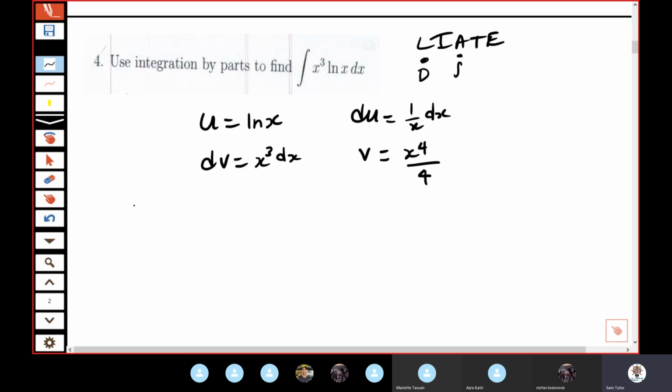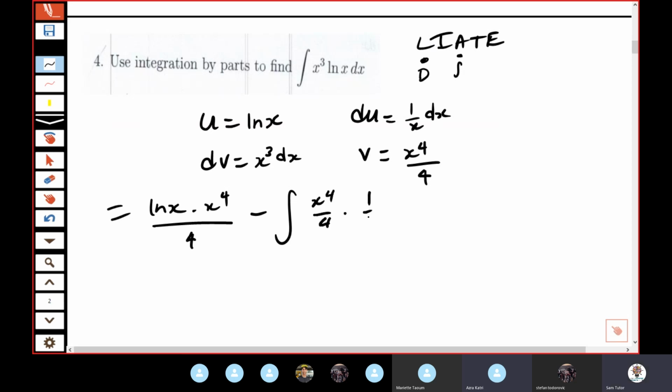All right. Equals. All right, Azra, tell me. You would go ln x times x to the power of 4 on 4 minus the integral of ln x... no, of x to the power of 4 on 4 times 1 on x dx.